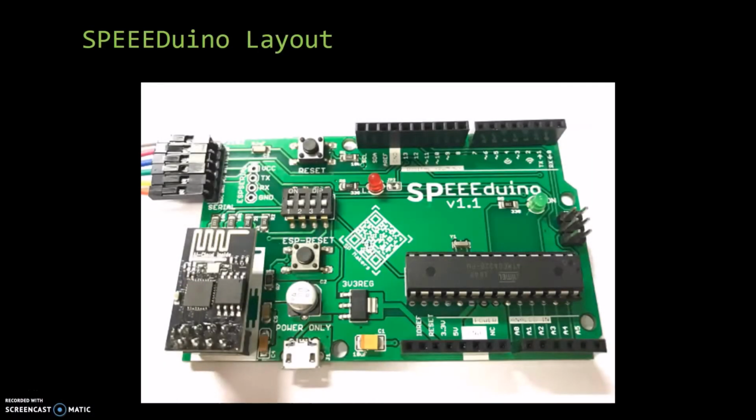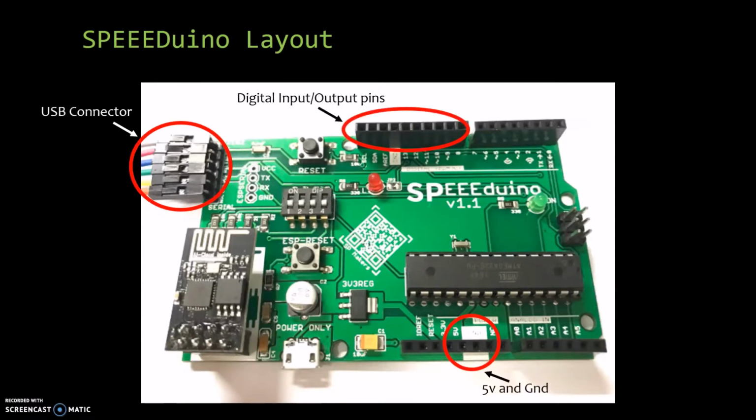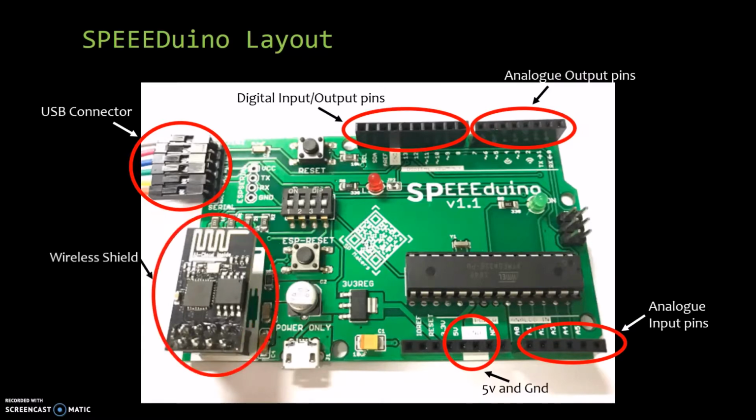Let's look at the layout of the Speeduino board. This is the USB connector where you connect the Speeduino to your computer. Here are the 5 volts and the ground pins. The digital input and output pins to the microcontroller. The analog output pins and the analog input pins. This is the plug-in wireless shield. It adds Wi-Fi capability to the Speeduino board.